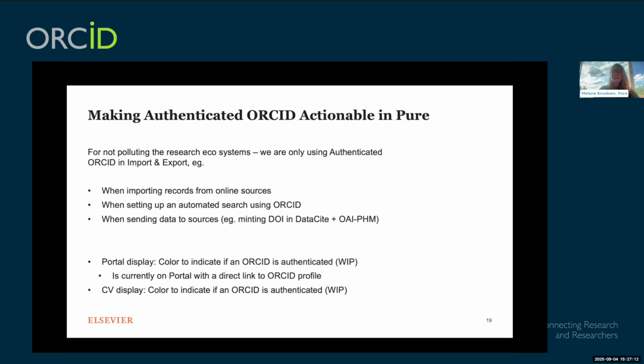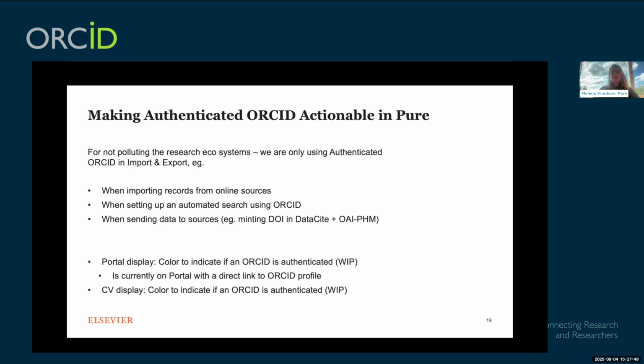We also use it when we are sending data out of Pure. From within Pure, you can mint a DOI on your content. You can mint DOIs on research output, you can mint DOIs on your data sets, and we are using DataCite for that. When we do that, we send data to DataCite about the author, and it's stored over in DataCite. But we also now send ORCID IDs, but only the authenticated ones, the ones where we know it's correct. So we don't pollute DataCite with an ORCID that perhaps was incorrect. So that is what we do.